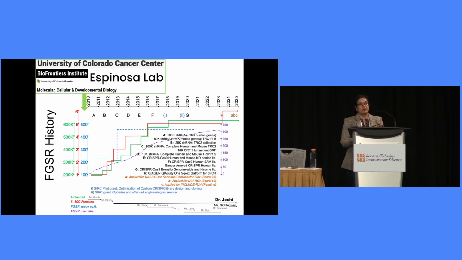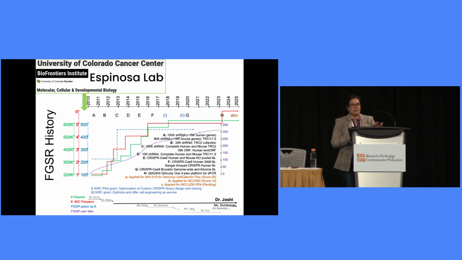So the Functional Genomics Shared Resource started on the CU Boulder campus by the collaboration of Espinosa Lab, University of Colorado's Cancer Center, BioFrontiers Institute, and Molecular and Cellular MCDB department. So essentially in 2010, the PIs of Colorado really wanted to do shRNA screens, and buying libraries from companies was too expensive, and so the idea was, okay, we should have our own core. And so we basically bought the TRC shRNA library for human and mouse, and that started the functional genomics core.